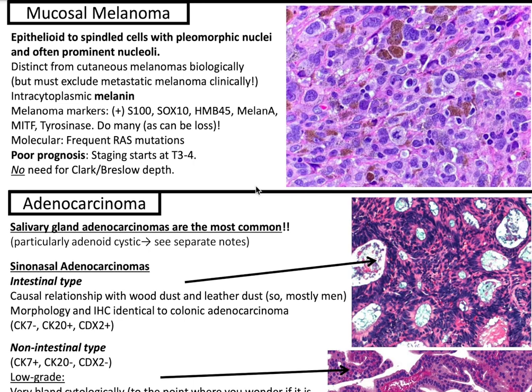Mucosal melanoma. Epithelioid to spindled cells with pleomorphic nuclei and often prominent nucleoli. It's distinct from cutaneous melanomas biologically, but you have to exclude metastatic melanoma clinically. It has intracytoplasmic melanin, and it's positive for melanoma markers like S100, SOX10, HMB45, Melan-A, MITF, tyrosinase, though many can be lost. And it has frequent RAS mutations. It has poor prognosis. Staging starts at T3, T4. No need for Clark-Breslow depth.